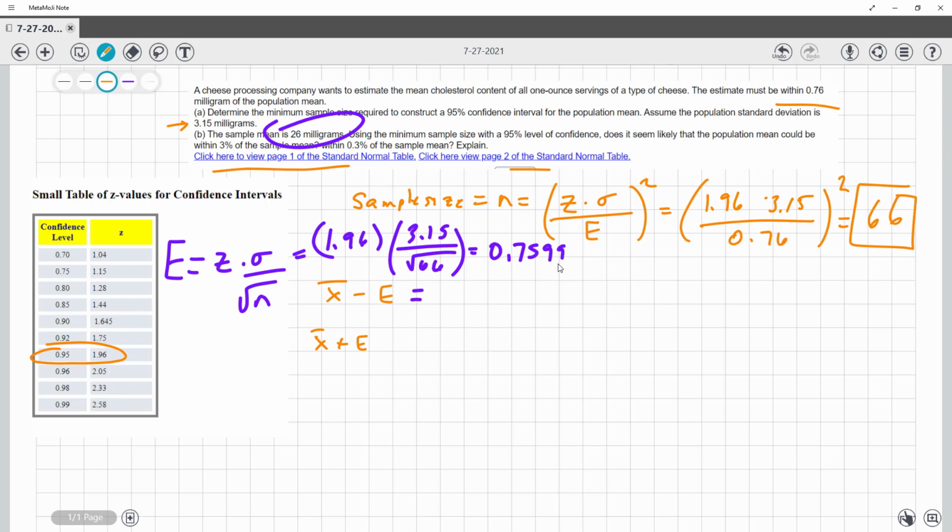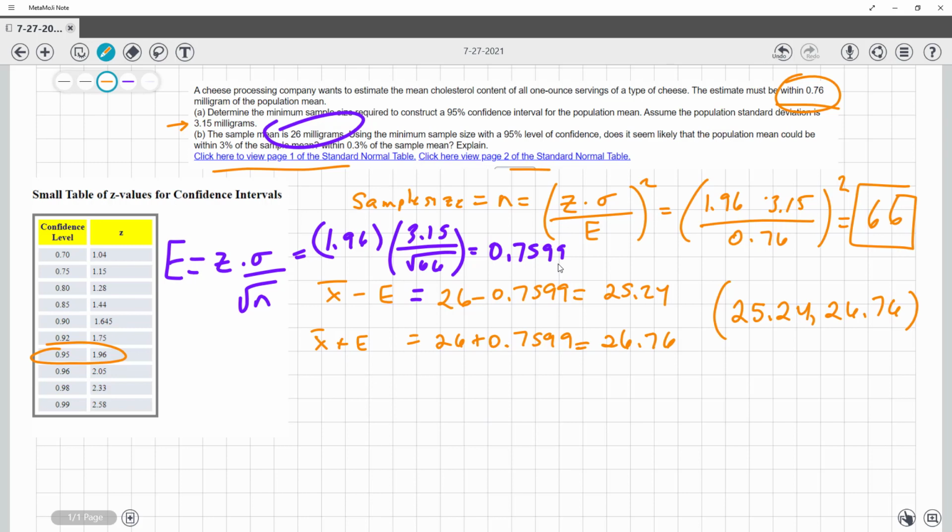So all I'd have to do is take the mean that they give me here, 26, minus this 0.7599, and I'll go ahead and round to 25.24. Then 26 plus this value, again my error, gives me 26.76. So that is the interval, 25.24 to 26.76.